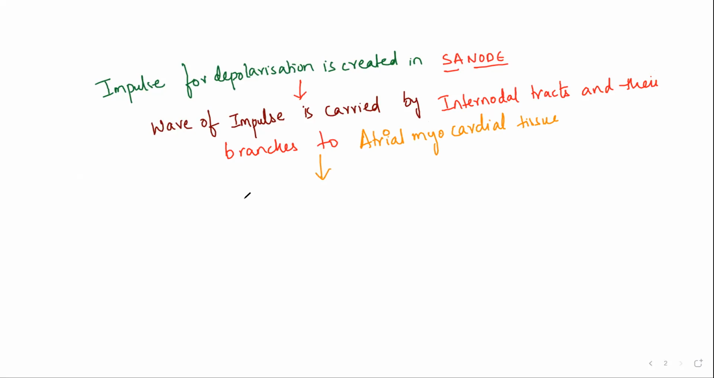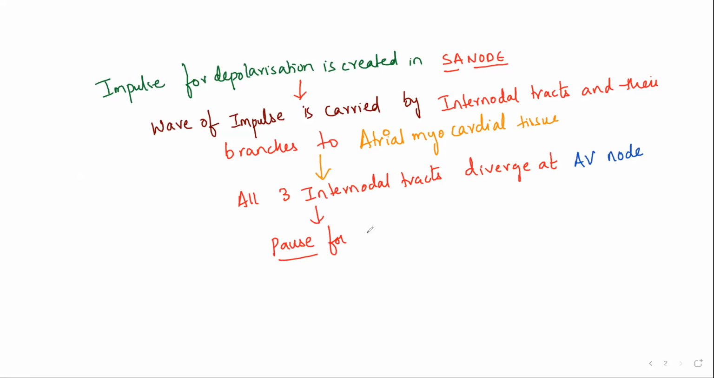Now all three internodal tracts diverge. At which place do they diverge? They diverge at a place called the atrioventricular node. Here there will be a pause, for at least 40 milliseconds. After your AV node receives this impulse, there is a complete pause of 40 milliseconds. Now we'll see, children, what is going to happen.